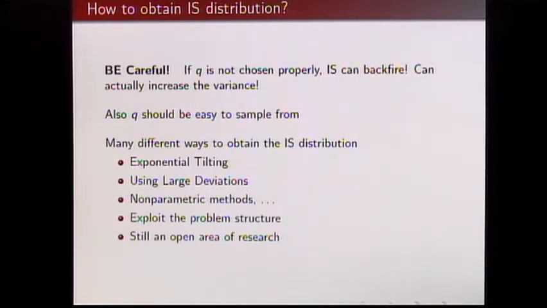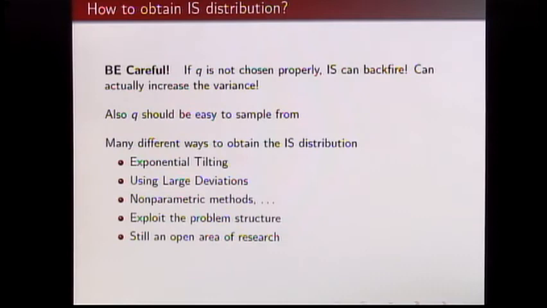As I said, exponential tilting will assume an exponential family of distributions, and we'll try to find the parameters of that. You can use large deviations, non-parametric methods. Usually there's some exploitation of the problem structure, especially in optimization, because if you know something about your problem, you might want to focus your sampling effort there. As I said, there's still research going on in statistics, simulation, as well as stochastic optimization, right?